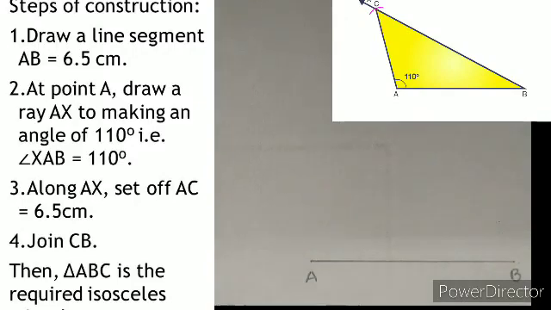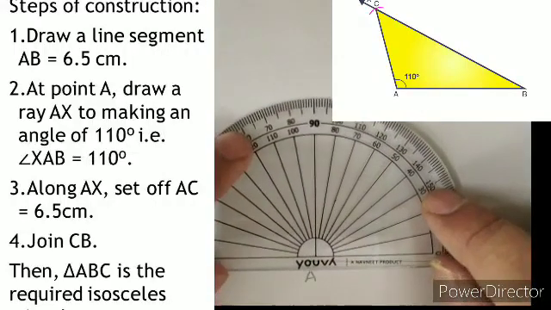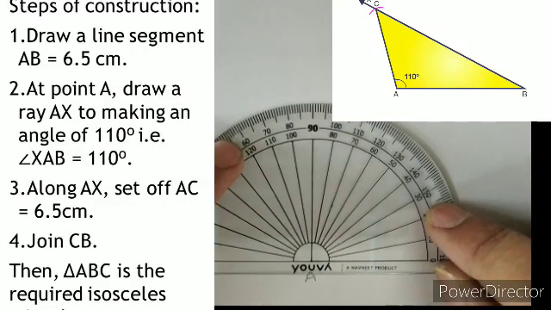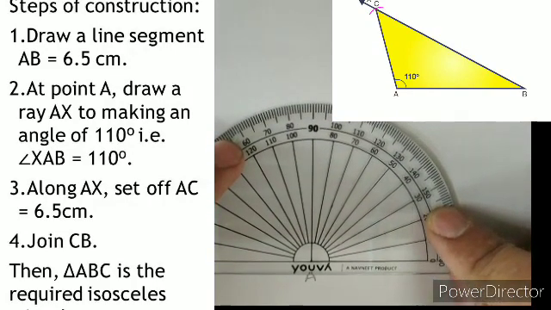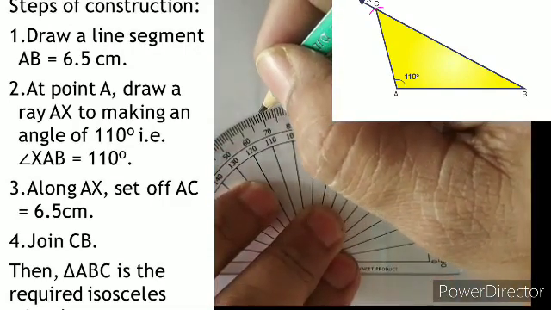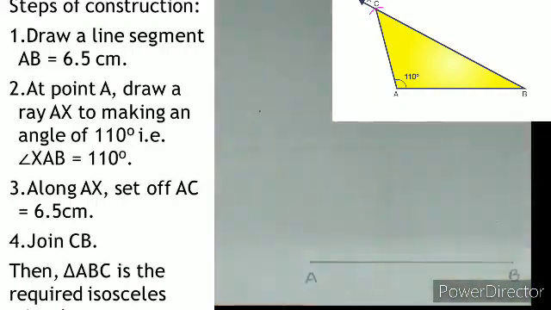Of length 6.5 centimeter. Now after this, at point A, draw a ray AX to make an angle of 110 degrees. You see, 110 degrees, we'll construct or draw this angle with the help of a protractor. So with the help of a protractor, we'll draw here angle A of measure 110 degrees.